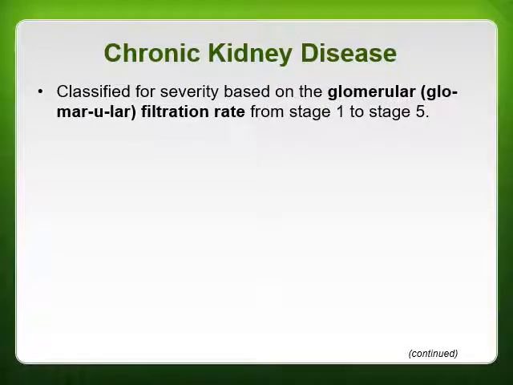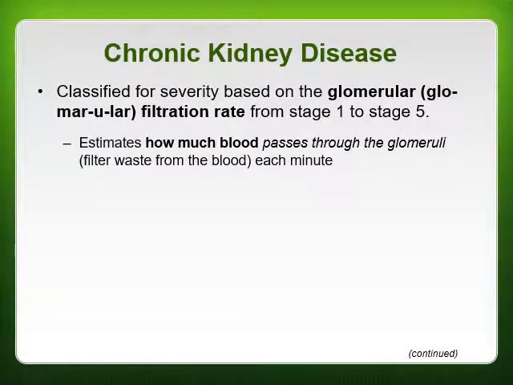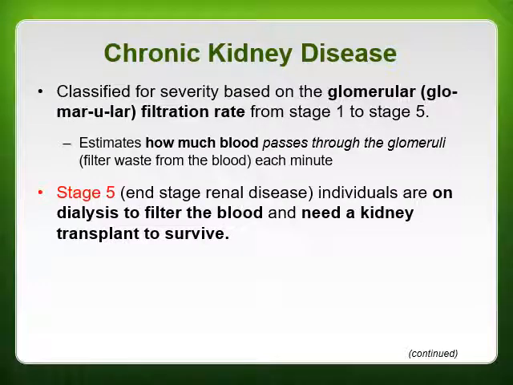Kidney disease is classified for severity based on the glomerular filtration rate, from stage 1 to stage 5. That estimates how much blood passes through the glomeruli, which filter waste from the blood each minute. Even for me, these are tough words.